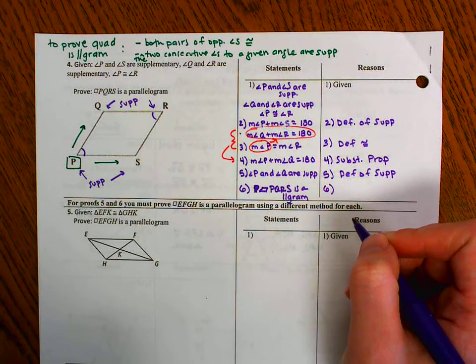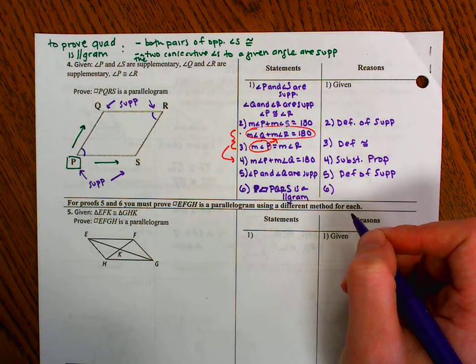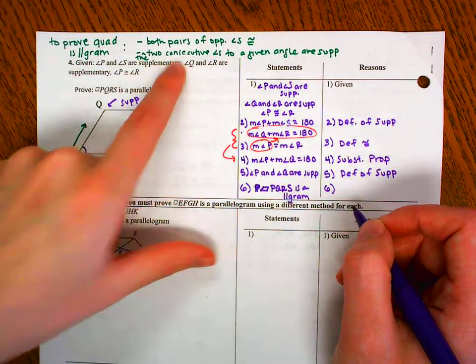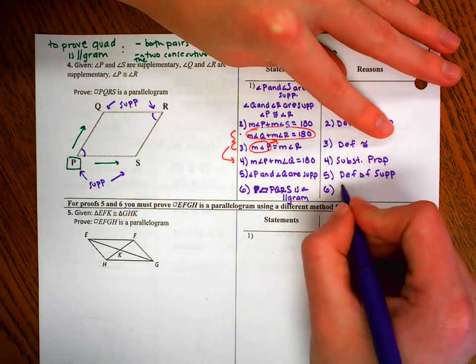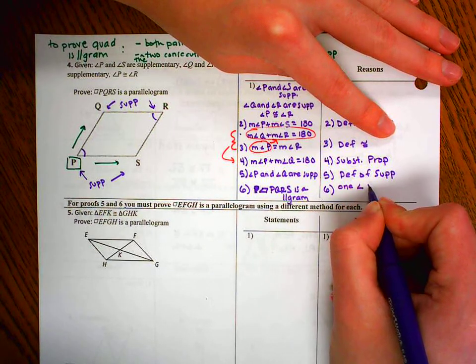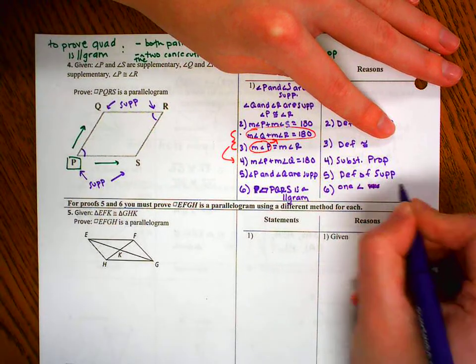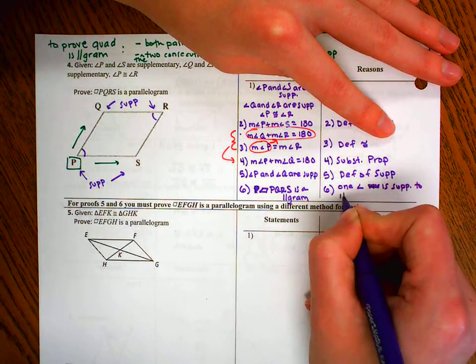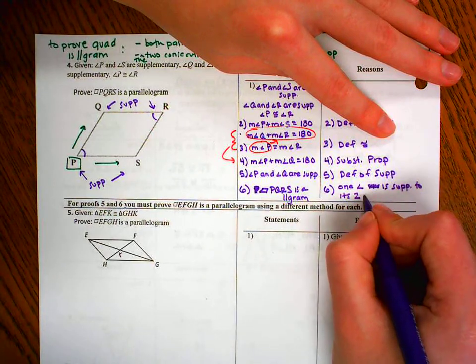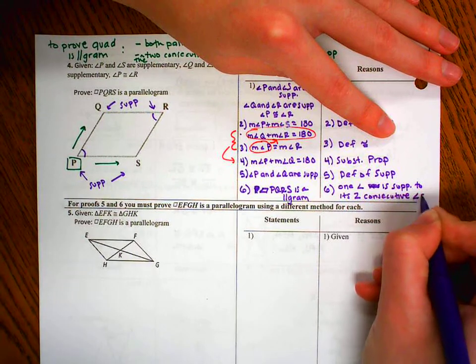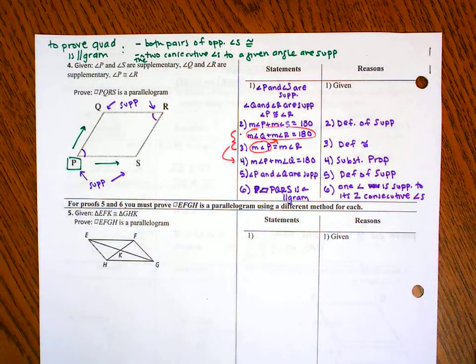And now we have to give a reason. I'm not going to be super picky about how you do this, but I want to find a way to recap this really fast. So I'm going to say one angle is supplementary to its 2 consecutive angles. Okay, so there's proof number 4, and I'll give you guys some time to look over that.